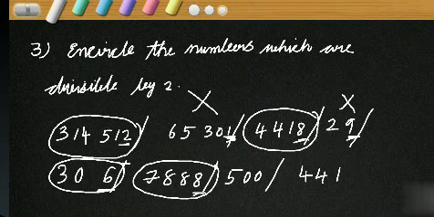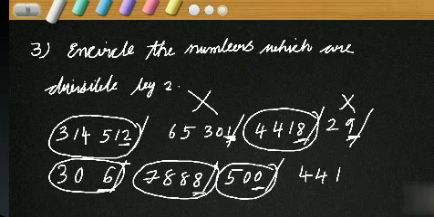Isn't it? Next number is 500. What about 500? Here, which is the last digit? Yes, last digit is 0. So if the last digit is 0, the given number is divisible or not divisible by 2? Yes, if the last digit is 0, the given number is divisible by 2. So do we need to encircle this? Yes, we need to encircle this.